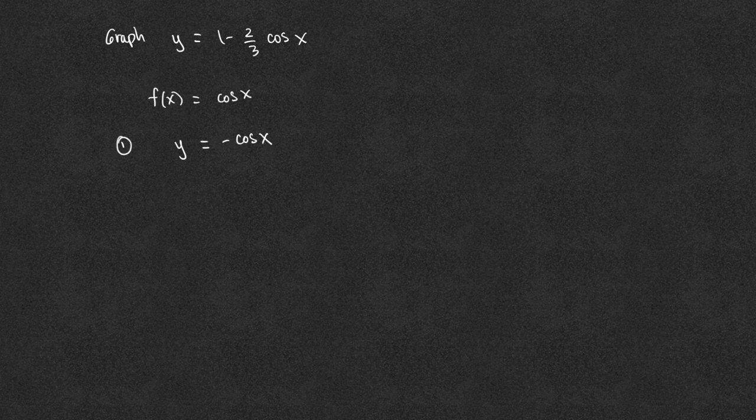It then shrinks by a factor of 2/3: y equals negative 2/3 cosine of x. And lastly, it takes this graph, negative 2/3 cosine of x, and shifts it up 1 unit. And so, to graph y equals 1 minus 2/3 cosine of x, we will follow these transformations.